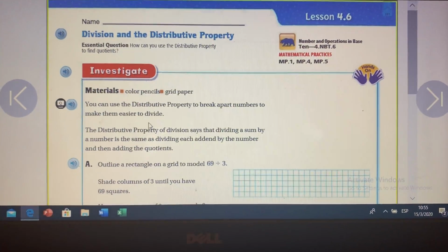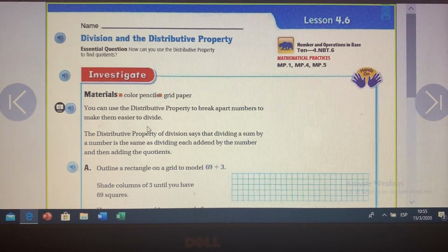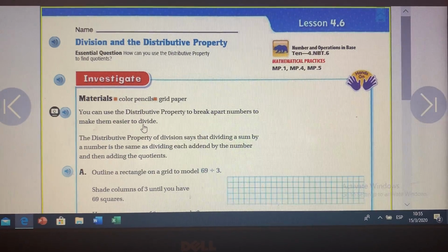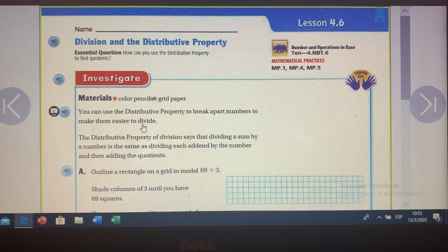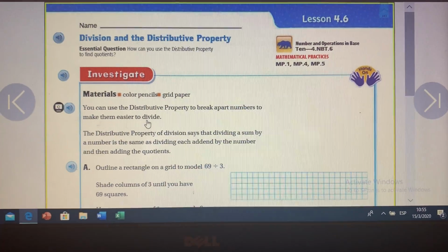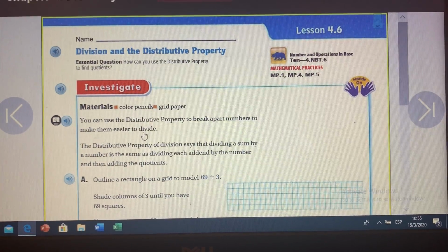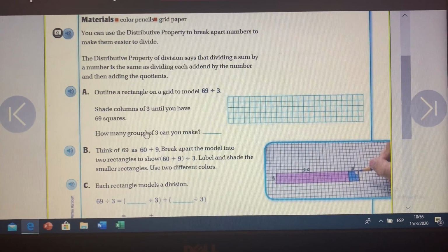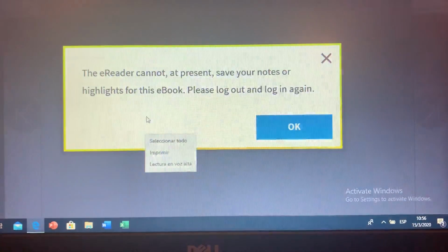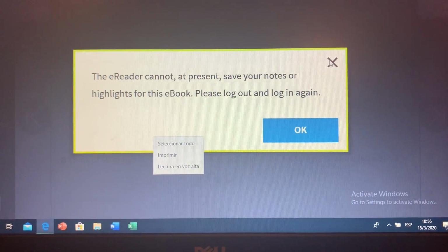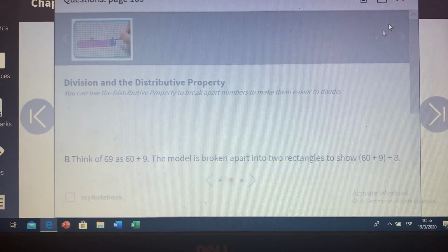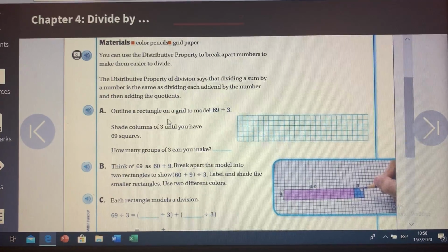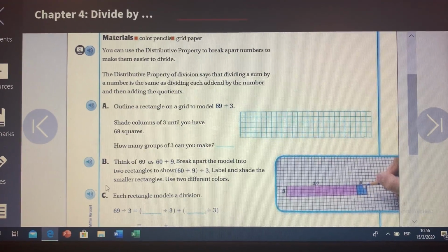You can use distributive property to break apart numbers to make them easier to divide. The distributive property of division says that dividing a sum by a number is the same as dividing each addend by the number and then adding the quotients. To make this easier, we are going to solve A, B, and C.